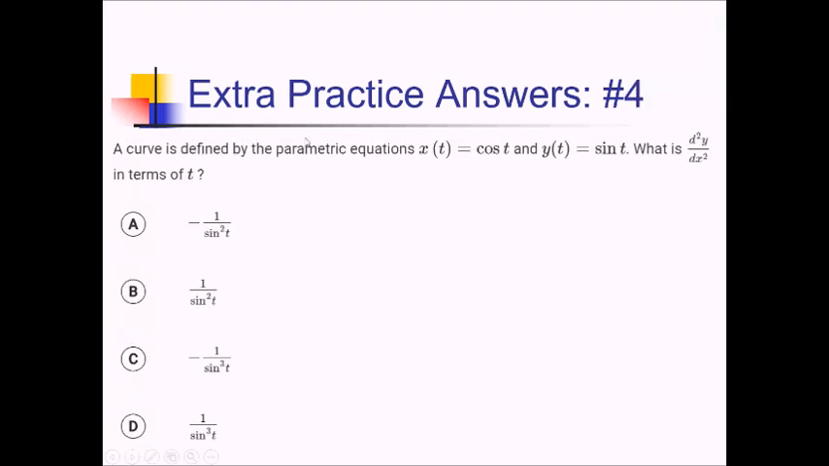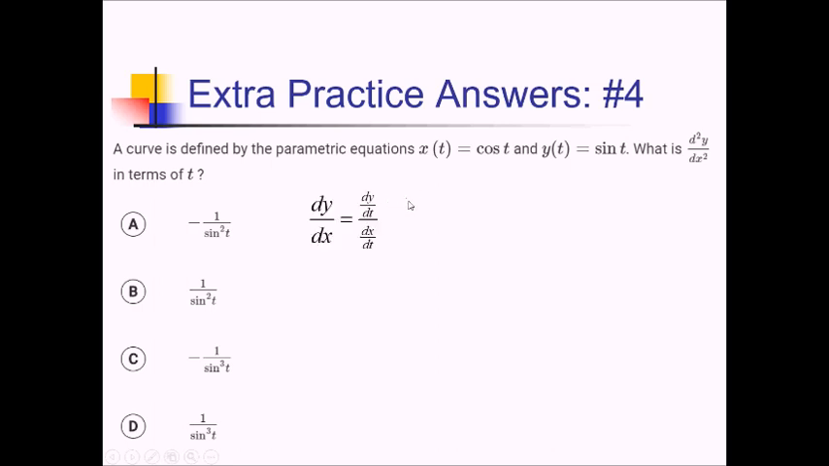For this problem, we have a curve defined by x of t equals cosine of t and y of t equals sine of t. This is a parametric curve. We want to find the second derivative in terms of t. So to find that, we have to first find the first derivative, just dy over dx in terms of t. That's going to be dy over dt over dx over dt.